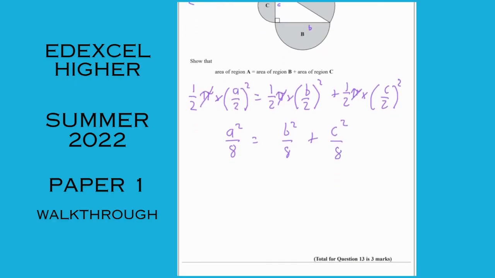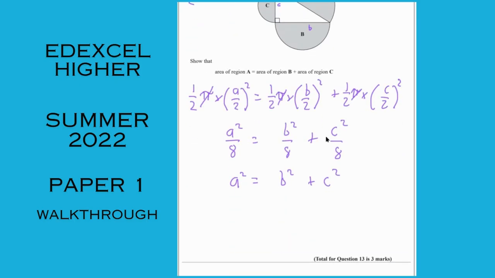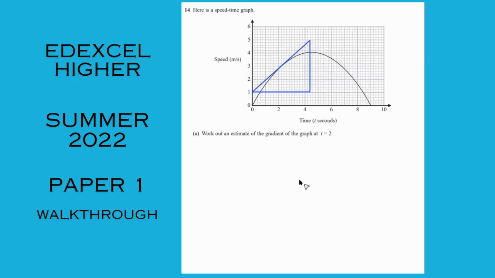And obviously, timesing through by 8 gives us what we know to be Pythagoras. That's all it wanted. It doesn't want you to go through actually testing Pythagoras, or you could, if you wanted to go a bit further, do a squared plus. Doesn't matter. That's enough. That's all the examiners want to see, that you've used pi r squared and everything's multiplied out and cancelled and so on.